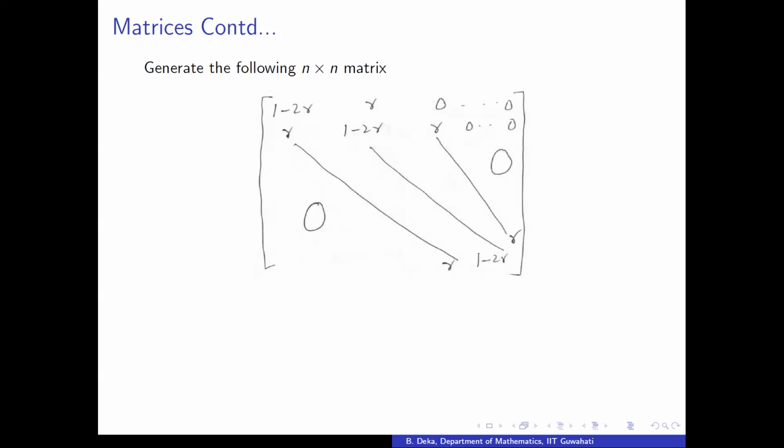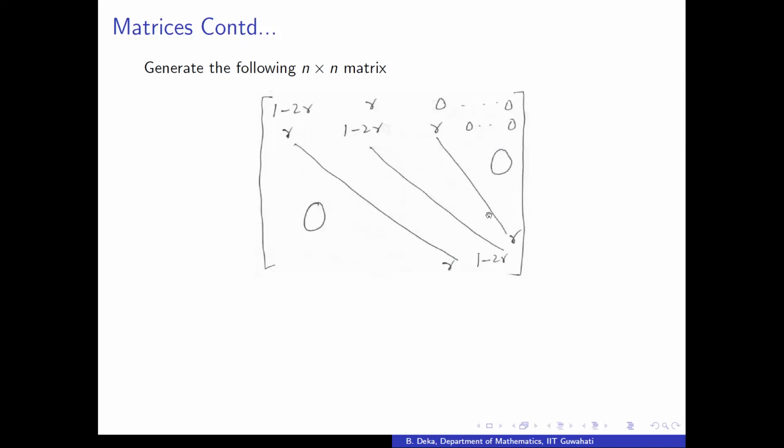So how will we generate this? Can you give me the algorithm? First of all, make sure whether it is a tridiagonal matrix. So what are the diagonal entries? 1 minus 2r. And what are the upper diagonal entries? r. What is the lower diagonal? r.